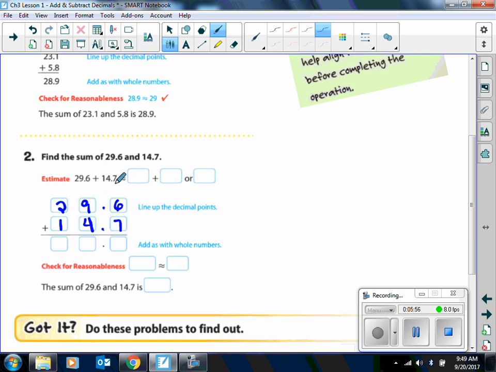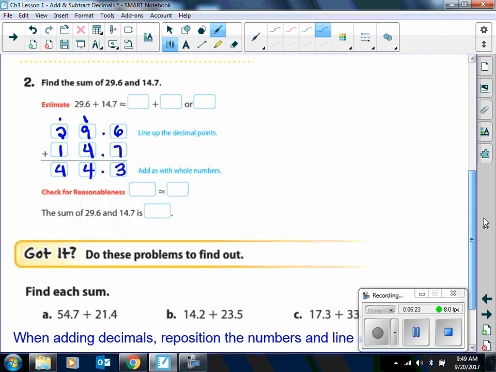You add the tenths place, the ones place, and the tens place. So 6 plus 7 is 13, carry the 1. Then we have 9 plus 1 is 10, plus 4 is 14, carry the 1, and then this gives us 4. Very good. So our answer is 44.3. Is everybody clear? All right, so let's do these guided problems.